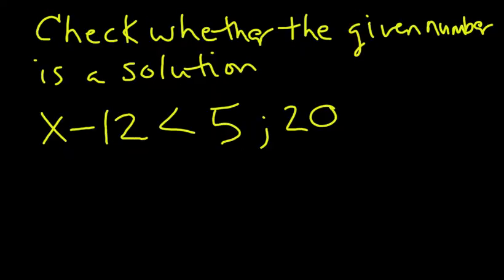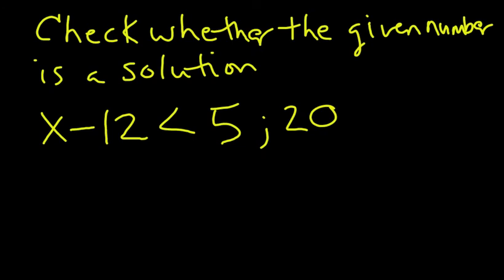Now, moving on to example 2 on page 22, here's some instructions. Check whether the given number is a solution. That means, does the number they give you, when you plug it in, when you substitute it, make the sentence true? Remember, this is a math sentence. It's an inequality, yes, but it's also called an open sentence. Does it make it true?